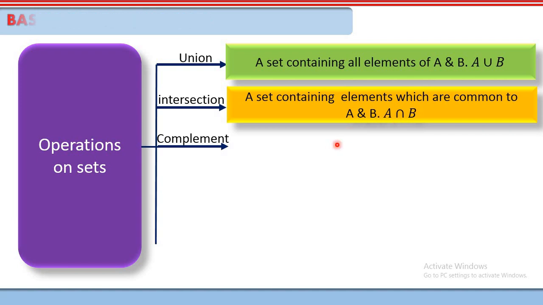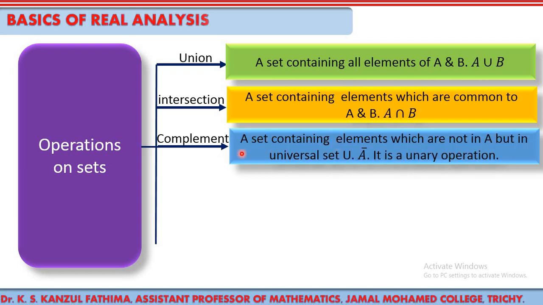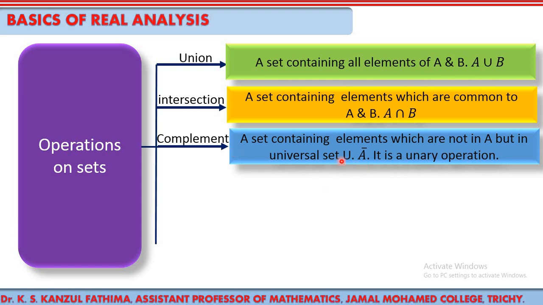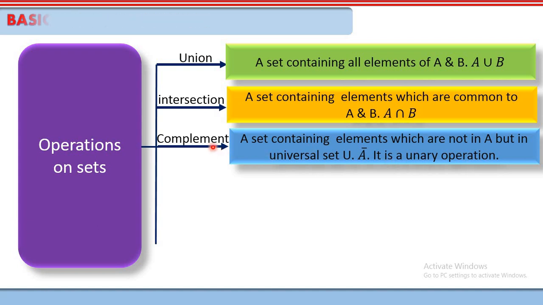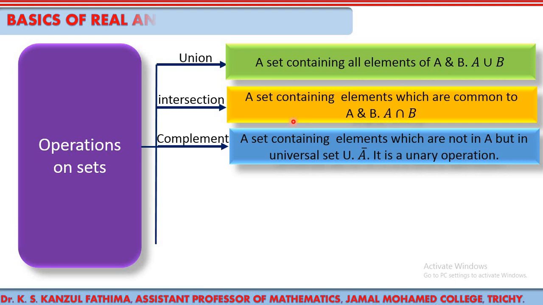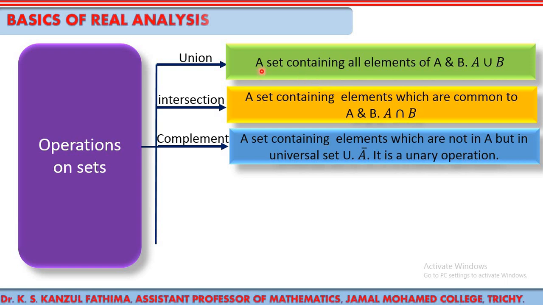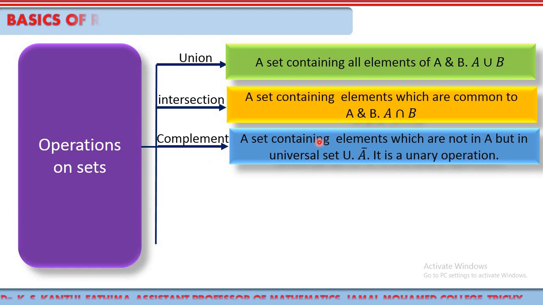Next one is complement. The complement of a set A is the set containing elements which are not in A but in the universal set U. It is denoted by A complement. It is a unary operation because we need only one set to perform this operation. But to perform union and intersection, we need at least 2 sets. Hence, union and intersection are binary operations and complement is the unary operation.